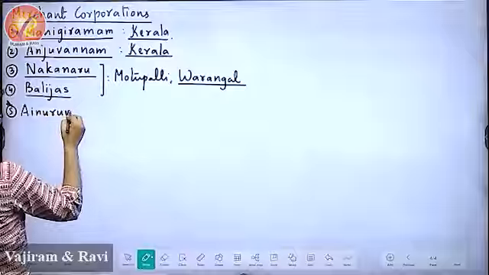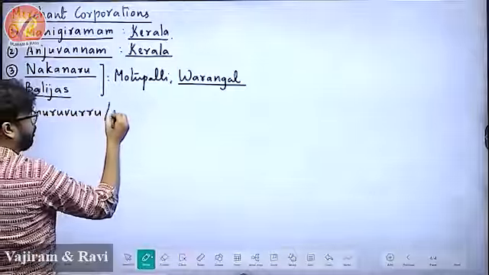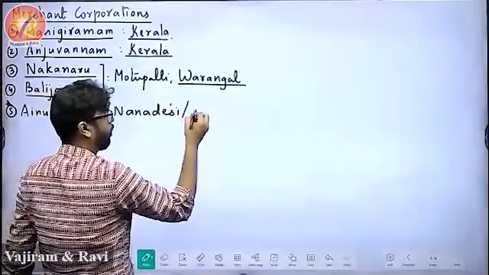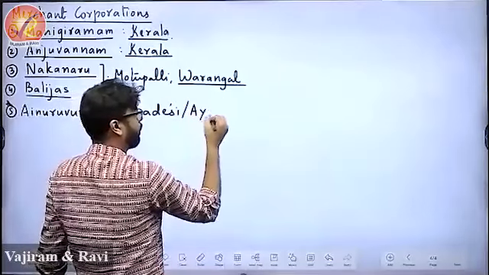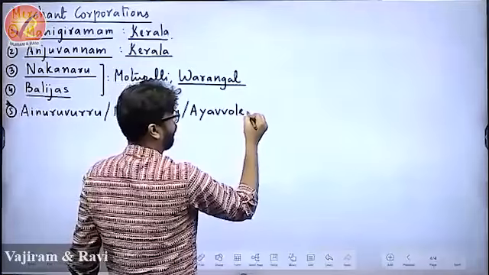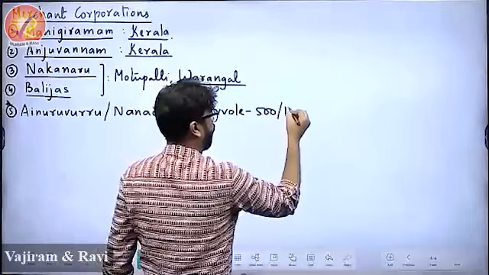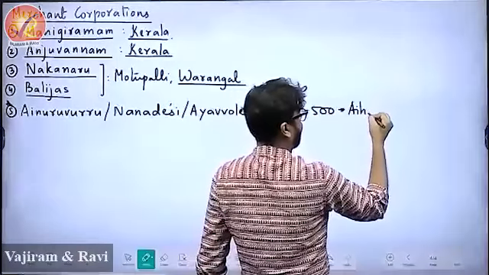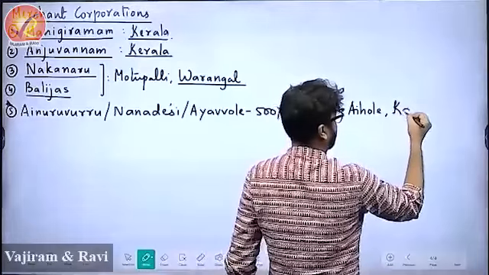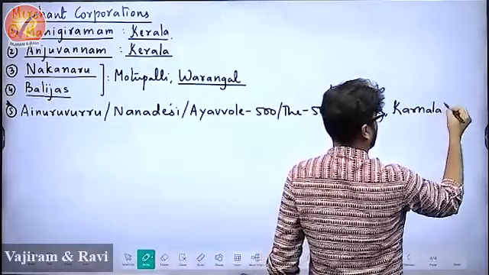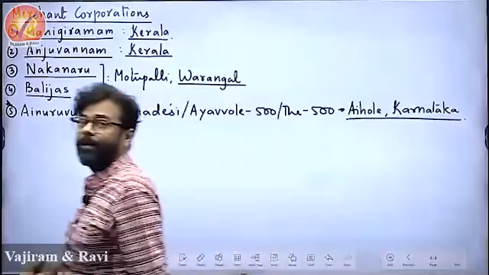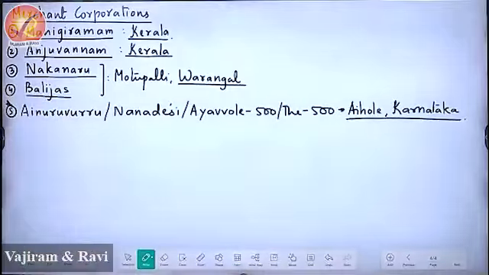Ainurruvar. Also called Nanadeshi. Also called Aivol 500. Also called the 500. They operate from Aivol, Karnataka. I have asked you to put a star on Nanadeshi because they are the most popular and the richest of all.